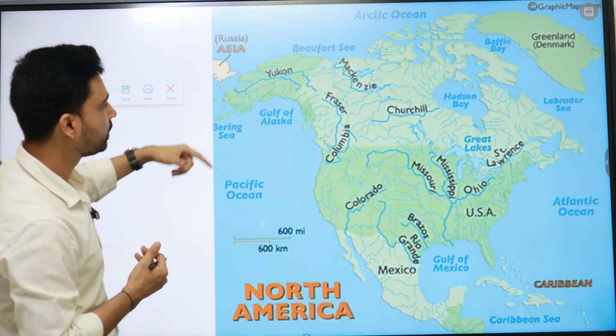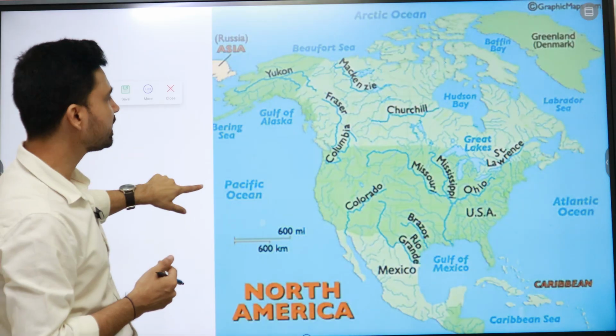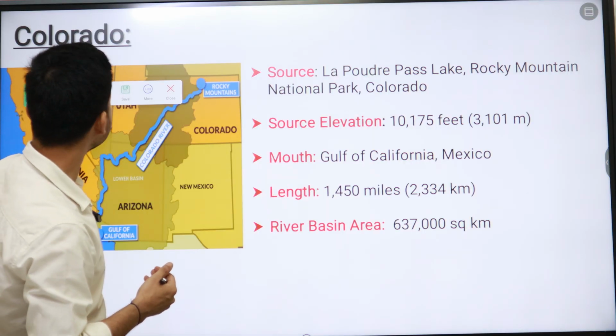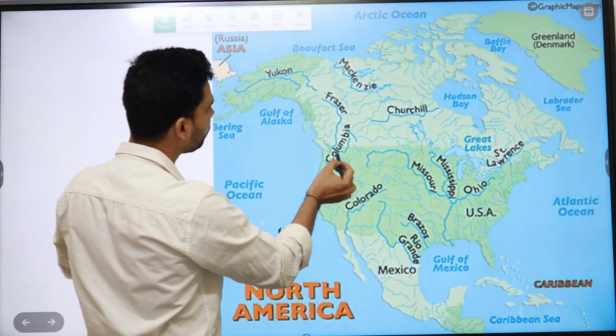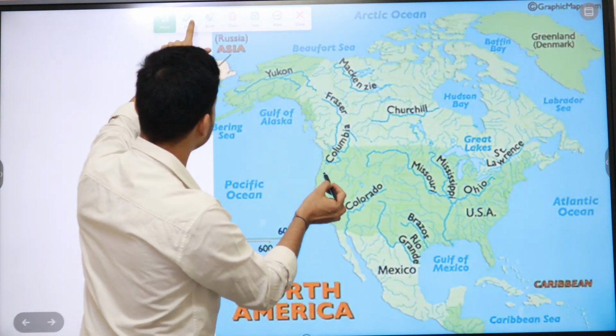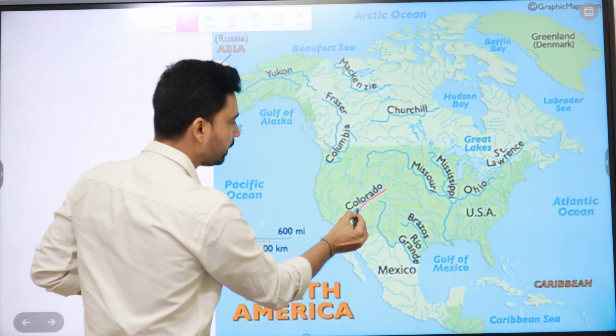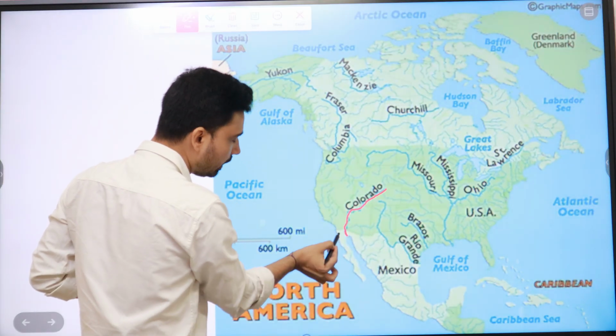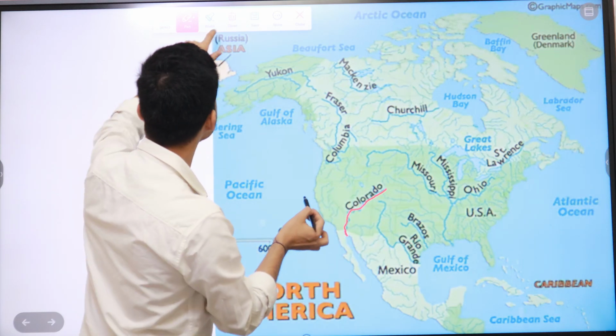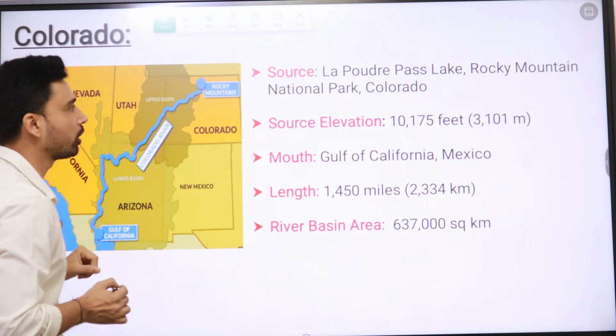Now, if you look at the rivers, North America has multiple rivers. Some of the important rivers that we can see is the River Colorado. River Colorado, that's this river, you can see it is flowing like this toward the Gulf of California. This is your Gulf of California. This is the Baja region. So let us try to understand briefly about the Colorado River.